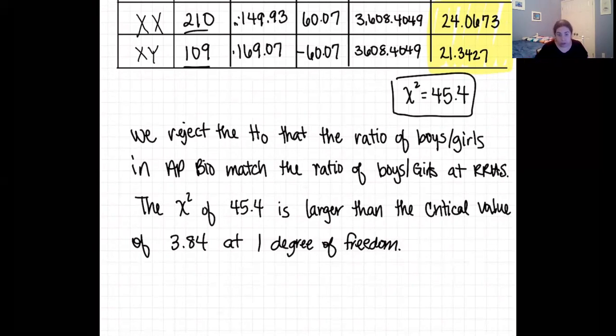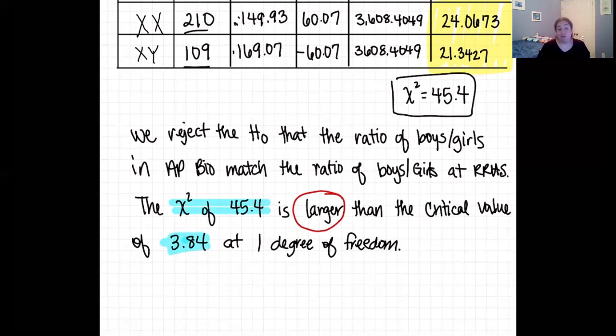But when you're writing your conclusions for chi-squares, you want to talk about whether or not you reject the null hypothesis or fail to reject it. And then you want to back it up with your numbers. So this is the chi-square that we actually calculated, and we are declaring that it is larger than the critical value we looked up on that table, and that critical value was 3.84 because we were using 1 degree of freedom.